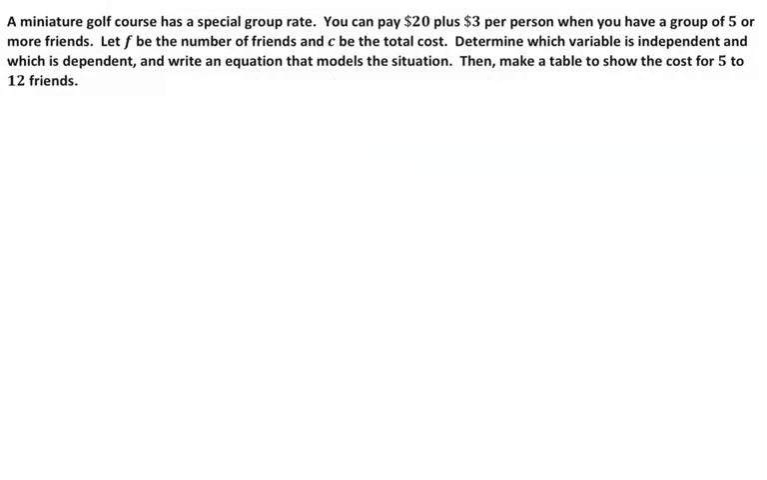A miniature golf course has a special group rate. You can pay $20 plus $3 per person when you have a group of 5 or more friends. Let F be the number of friends and C be the total cost. Determine which variable is independent and which is dependent and write an equation that models the situation. Then make a table to show the cost for 5 to 12 friends. Solve the problem.